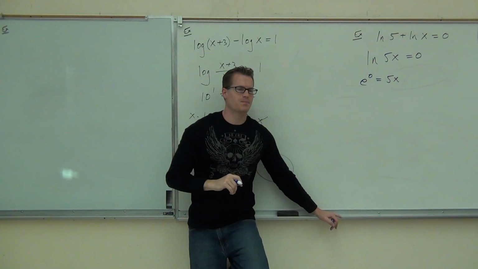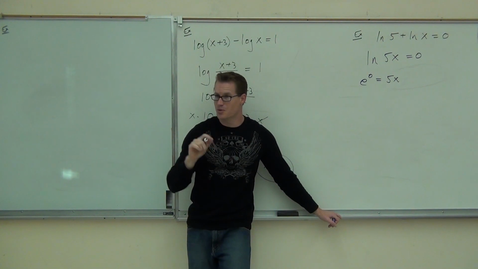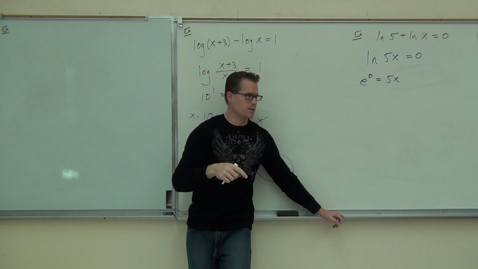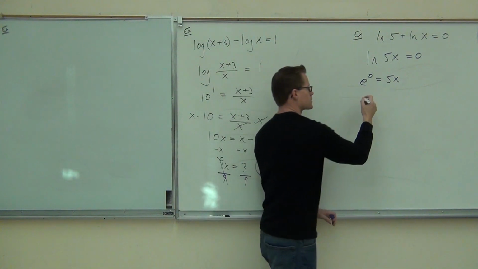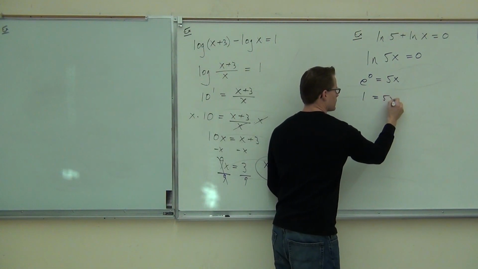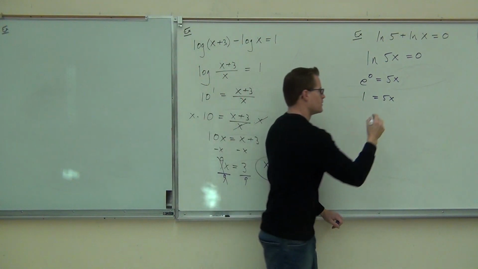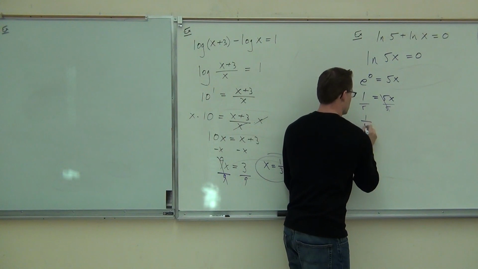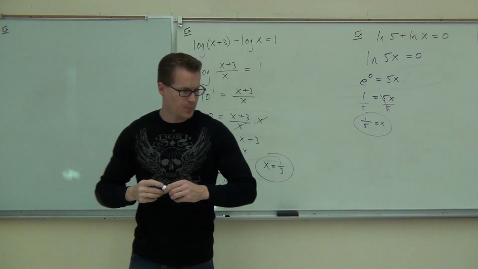Now here's a good one. How much is e to the 0? Is it 1 or is it 0? 1. It's 1. So don't let your mind trick you and go, oh, it's 0, because there's a 0 there. We're not multiplying, we're taking a power. E to the 0, anything to the 0 power is 1. Can you solve it? Yes. What are you going to do? Hey, you're done.